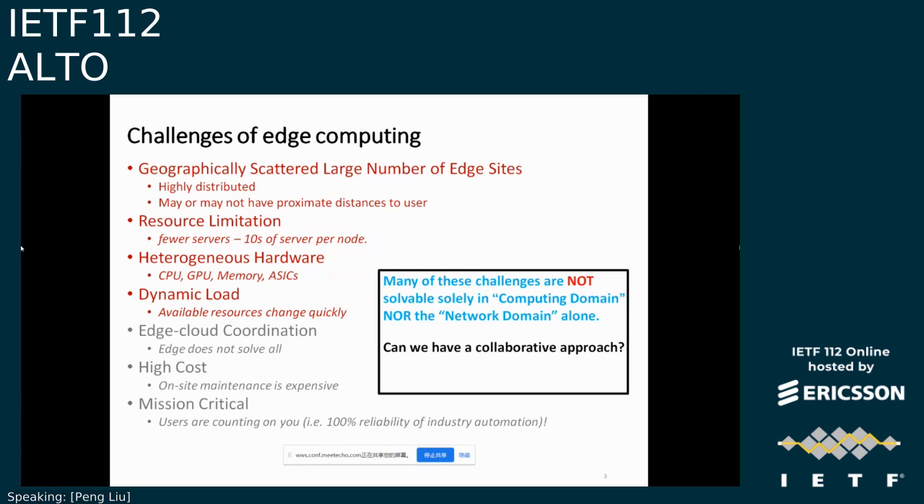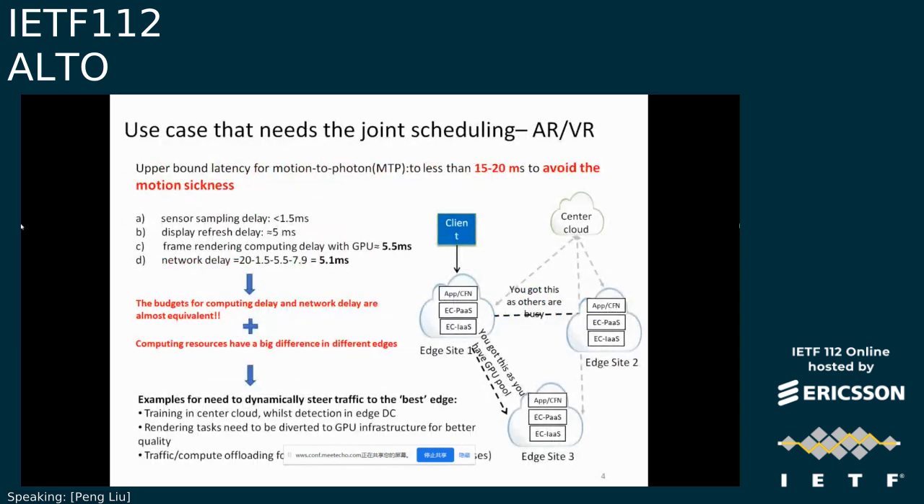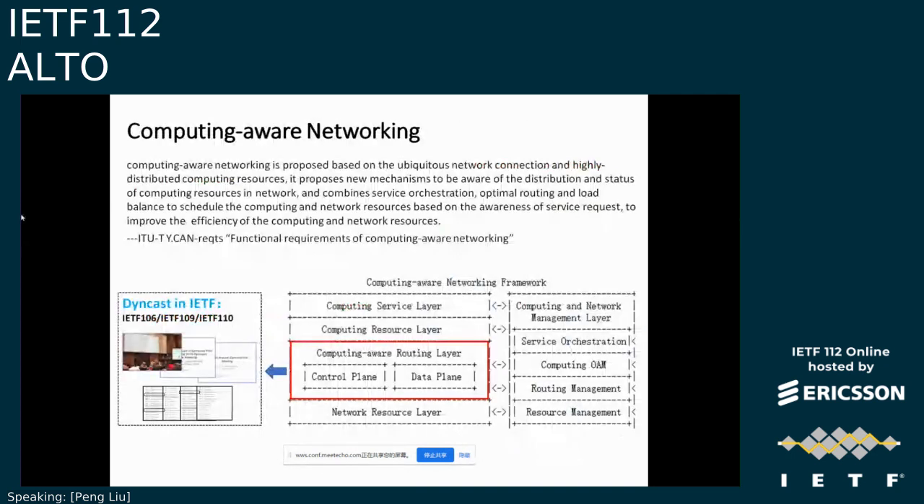So the problem is that all of these challenges are not solvable solely in the computing domain, nor the network domain. So we need to find a collaborative approach. The use case that we want to see is that both network and computing factors are at the same level in influencing the user experience. So it's better to have scheduling among the different edge sites to find the suitable one to offer the service. So due to the challenges and the use case, we put forward computing-aware networking.